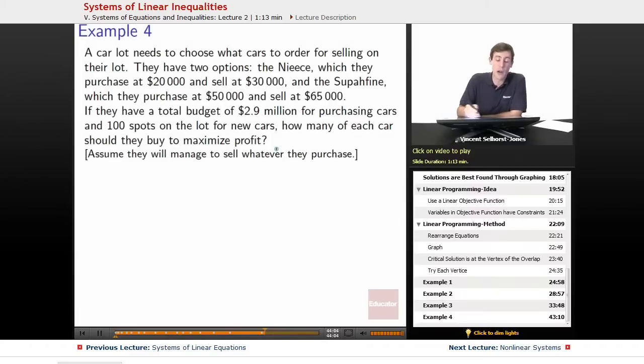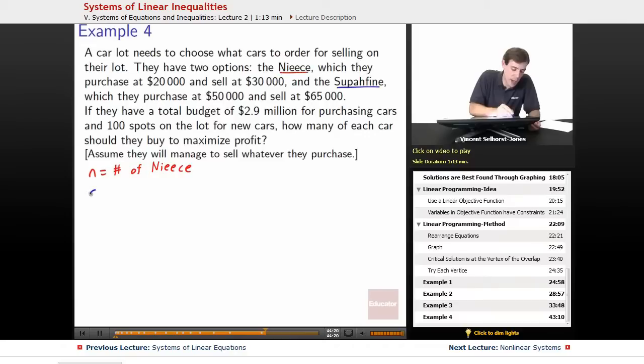First, we're going to have to figure out how many nice cars they buy. So let's say N is going to be the symbol that we use for the number of nice cars that they buy, right? The nice cars that they buy will be N, however many that is. And then S will symbolize the number of superfines that they buy.